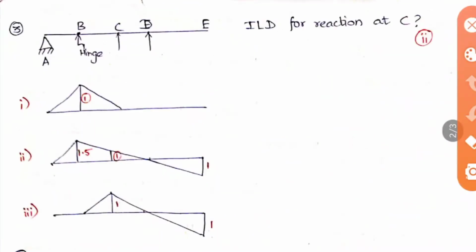Question number 3. So here a beam is given and they have asked the ILD for the reaction at C. So obviously we know that at C you have to apply 1. So at C you have to apply 1. So when you see the three diagrams, this one will fail because at C it is 0. So obviously it will be wrong.